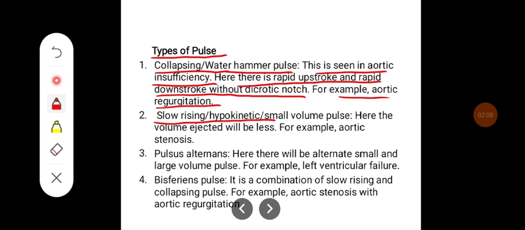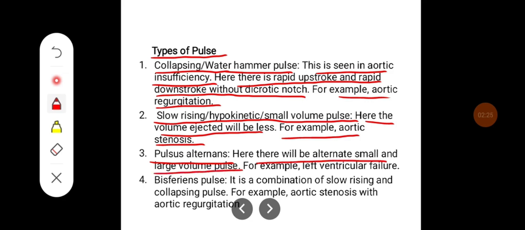Slow rising, hypokinetic or small volume pulse. Here, the volume ejected will be less, for example, in aortic stenosis. Pulsus alternans is where there will be alternate small and large volume pulses, for example, in left ventricular failure.